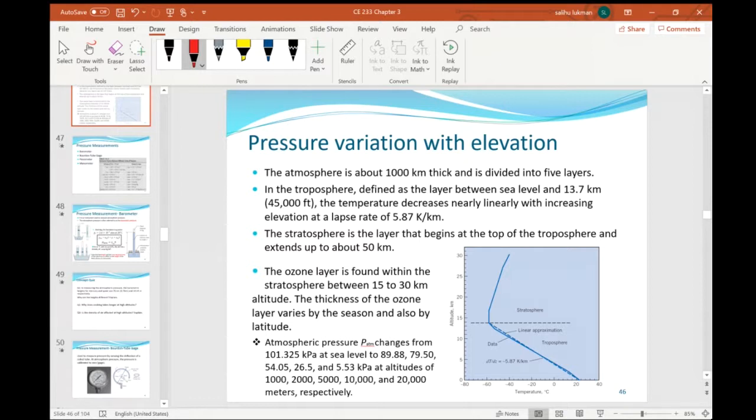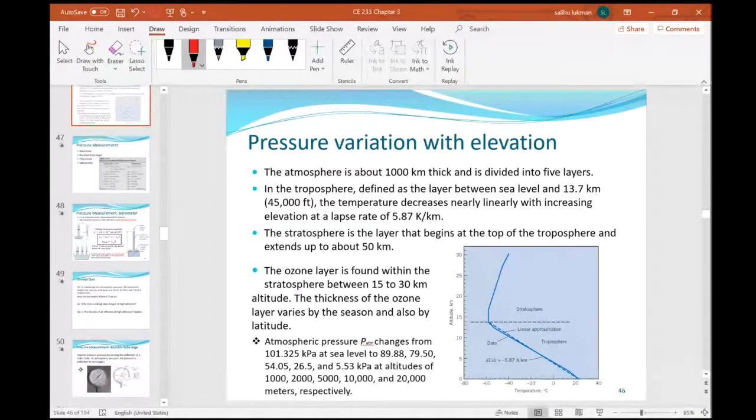Okay, so the temperature decreases linearly with increasing elevation at a lapse rate of 5.7 Kelvin per kilometer. That's why as you go higher in the troposphere, the cooler it becomes. Okay, and this is represented in this figure here. You can see the temperature decreases linearly in the troposphere.